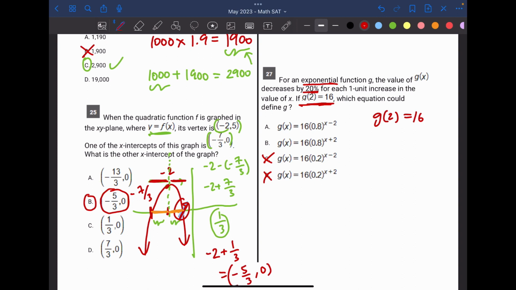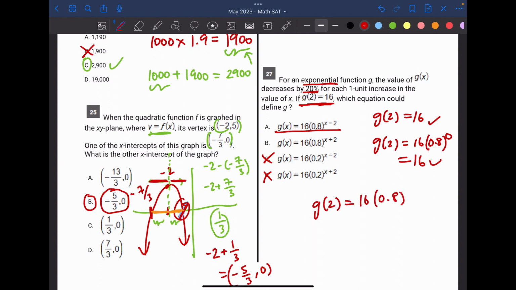Let's try that. For the first one, if you plug in 2, g of 2 would be equal to 16 times 0.8 to the power of 2 minus 2, which is 0, which is equal to 16. This is correct because it matches what we want. For B, let's try that too. g of 2 is going to be equal to 16 times 0.8, but this time the exponent is 2 plus 2, which is 4.